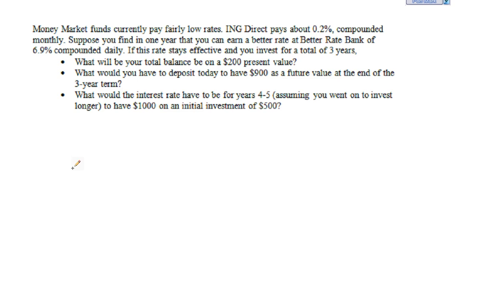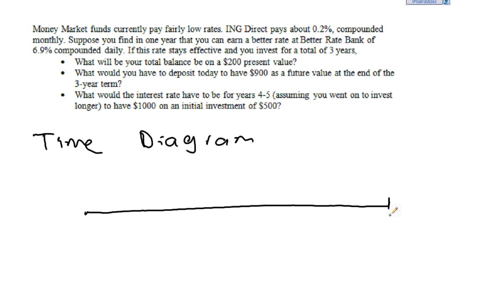Okay, so here's where a little thing called a time diagram comes in handy. A time diagram is a diagram which basically, as you guessed it, is almost like a timeline. It's almost like a historical timeline. So this is going to be from time 0, we always start at time 0, all the way up to time 3 years. Okay, and up here is where we would list our inflows, and down here we would list our outflows.